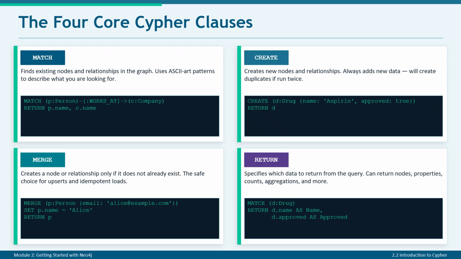Return specifies what to send back. You can return entire nodes, individual properties, computed values, aggregations like count and sum, and you can rename them with as aliases. Return is always the final clause in a read query.